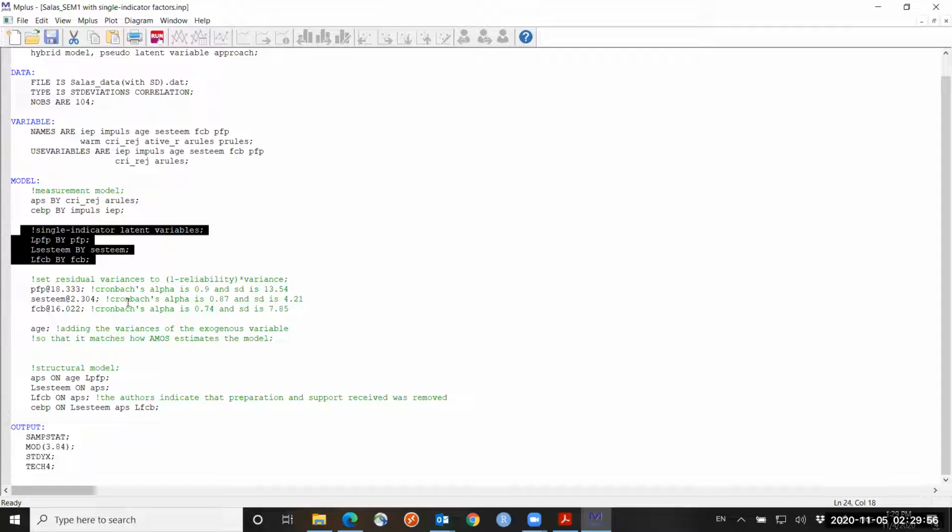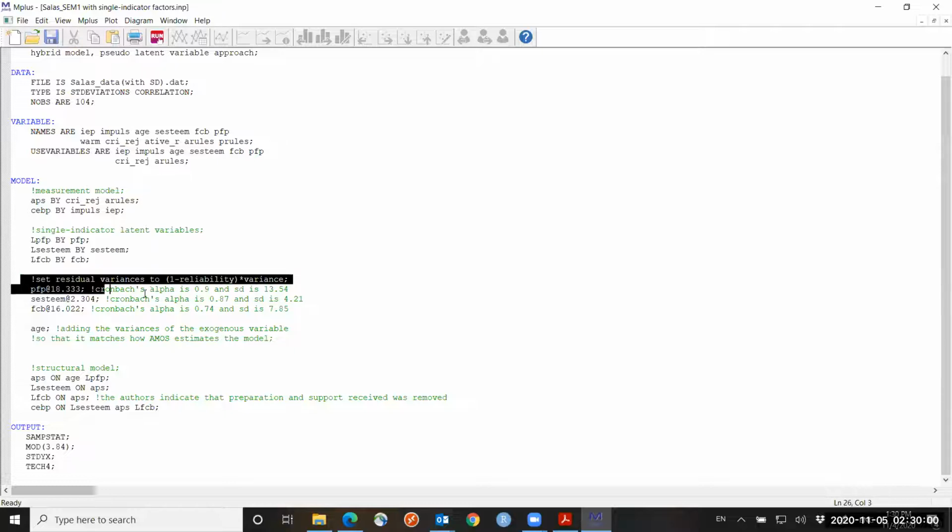The only difference is that now these reliabilities will change the parameter estimates, right? So this adjustment for reliability is to improve your parameter estimates. It's not to improve your model fit. Okay, I will run this.